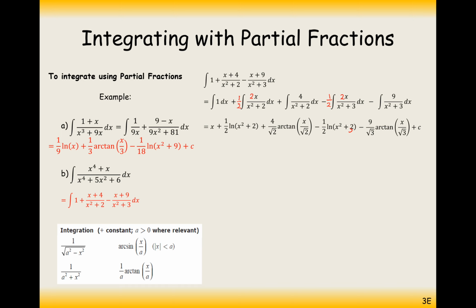Right, well, I've got 2 Lns that could be simplified, because when you subtract 2 Lns, you do the division inside the Ln brackets. And that's all I'm going to do to simplify. It'll be x squared plus 2 over x squared plus 3 inside the Ln bracket, because there's a subtraction on one of them and an addition on the other. And then I'm just going to simplify the surds on the arctans, and then that will be the final answer for this question.